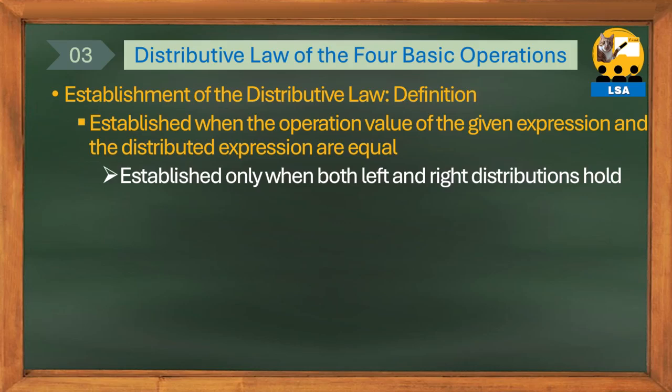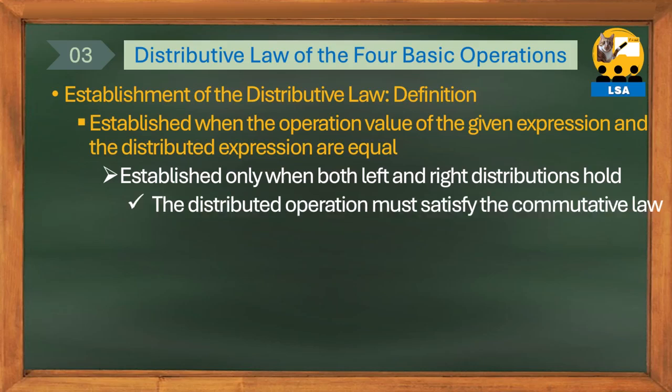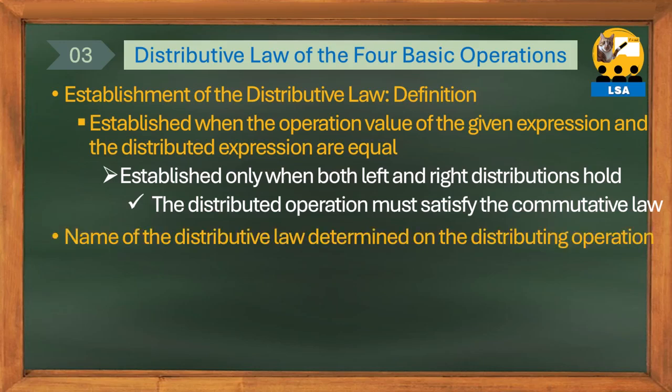Therefore, for the distributive law to hold, the commutative law of the second operation, the distributive operation, must hold. In other words, if the commutative law of the distributive operation does not hold, the distributive law does not hold. Did you understand the definition and necessary conditions well? The name of the distributive law is called based on the distributing operation.